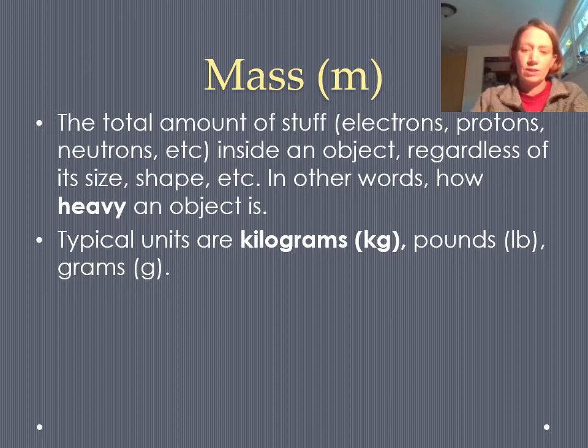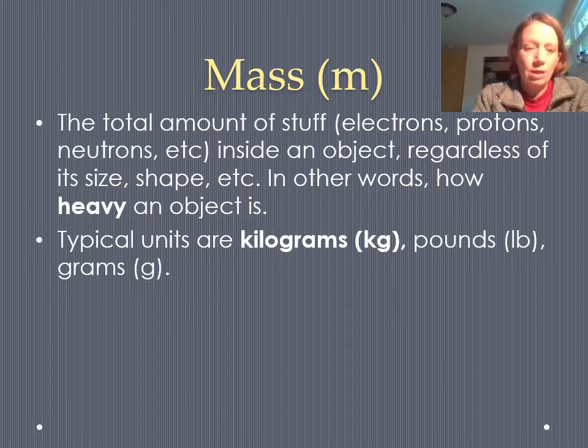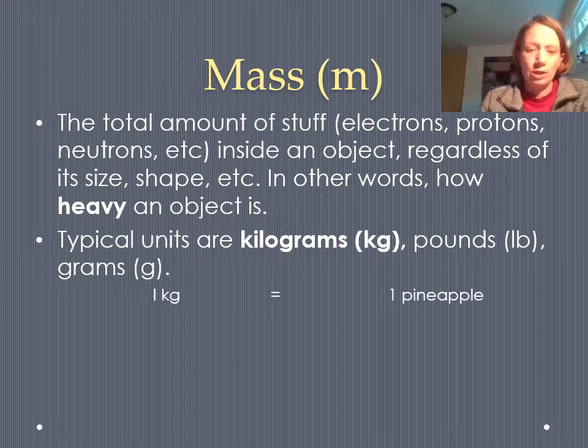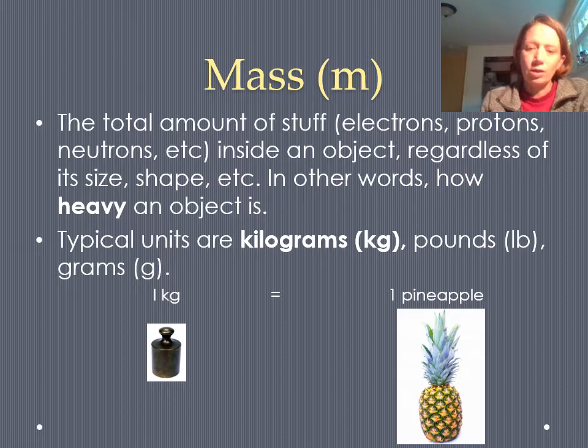The typical units physicists use, again, are kilograms, abbreviated kg, pounds, which is lb, or sometimes grams, which is just a g. For your own common knowledge, because we use pounds in America, you all probably know how much you weigh in pounds. We want to get a little bit more familiar with the concept of kilograms. So in general, a kilogram is about the weight of a pineapple, which is more than a pound. It's about 2.5 pounds. So when I say 1 kilogram, I'm talking about a pineapple.